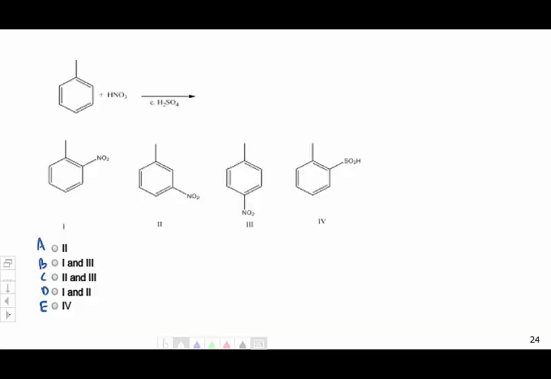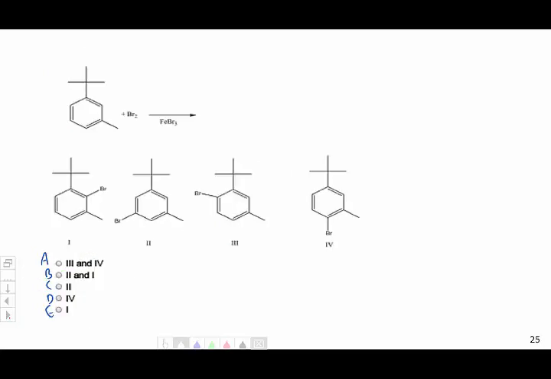Okay, let's do this one. B is the right answer. So this is a very simple question. I have a methyl on a benzene ring. This is an activating ortho and para director. These are the ortho. This is the para. I'm doing nitration, adding an NO2 to the benzene ring. So this is the ortho, this is the para. So 1 and 3 are the right answer.